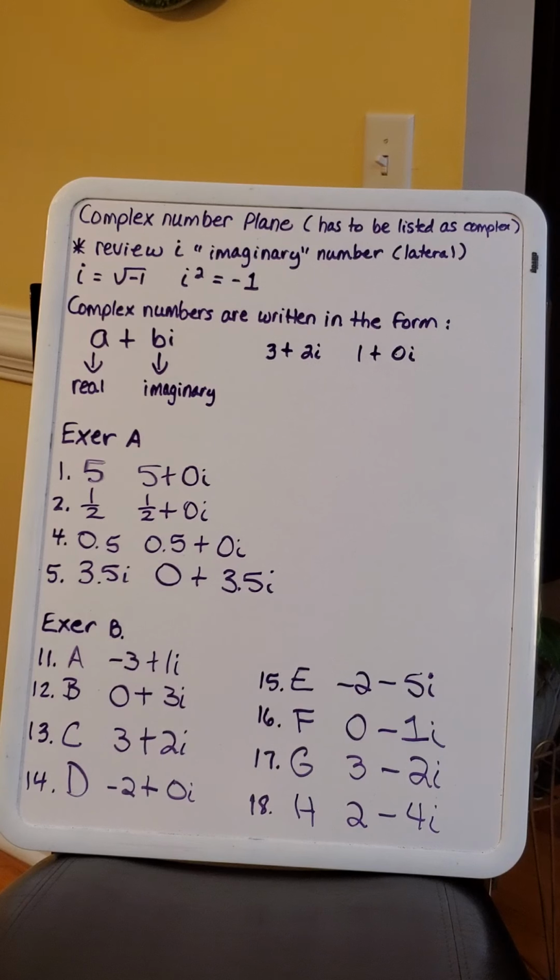On exercise C of page 407, we're not going to do that one. It's just a reverse of B. They give you the points and you would graph and label them. But it's not on the worksheet, so we're not going to spend time on that part. Just be sure to get used to writing a complex number and how to read one on a complex plane.